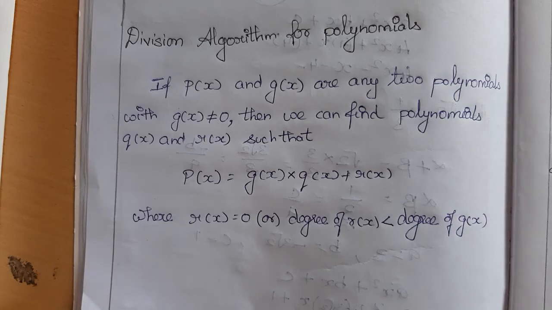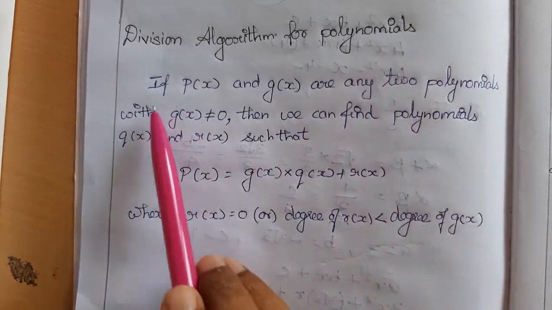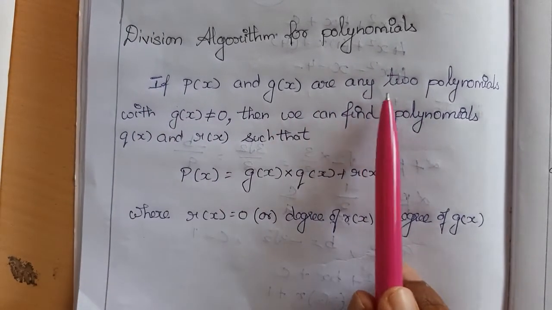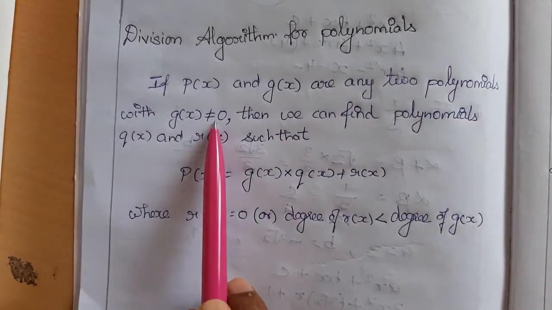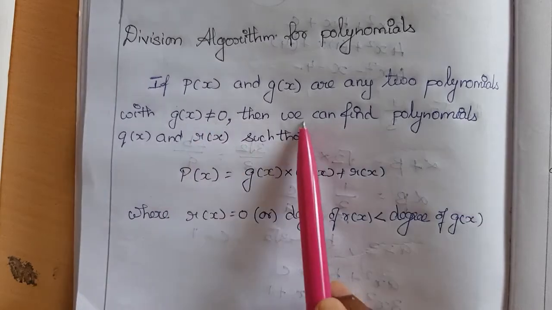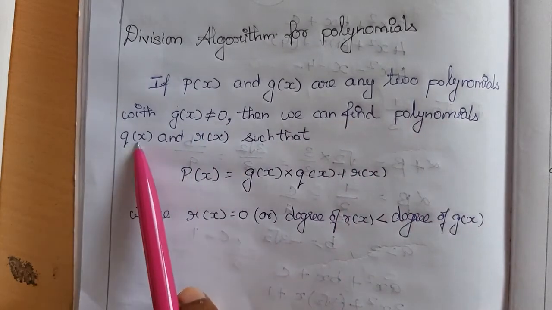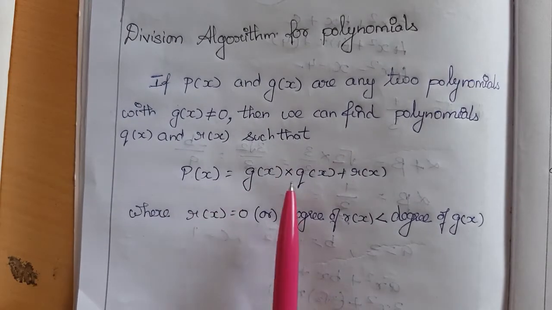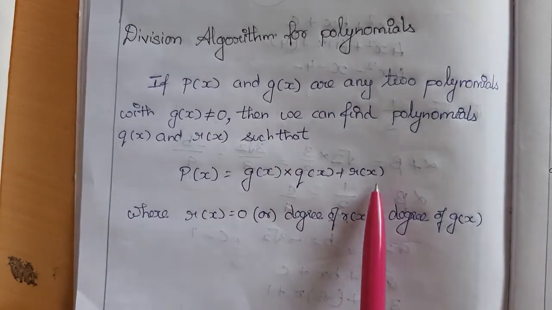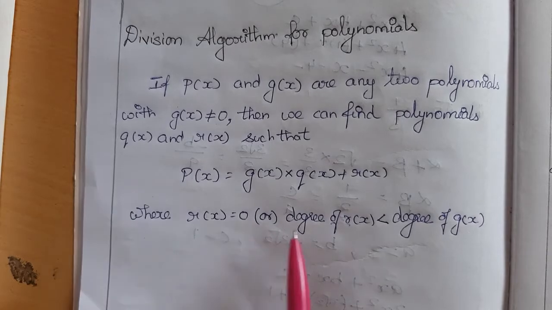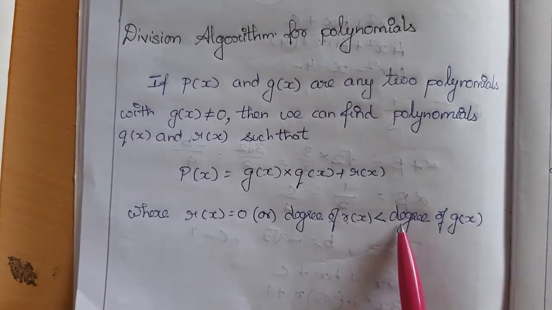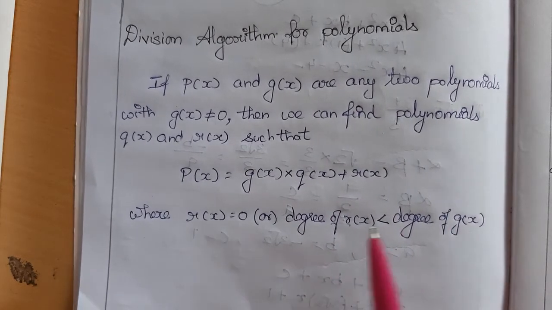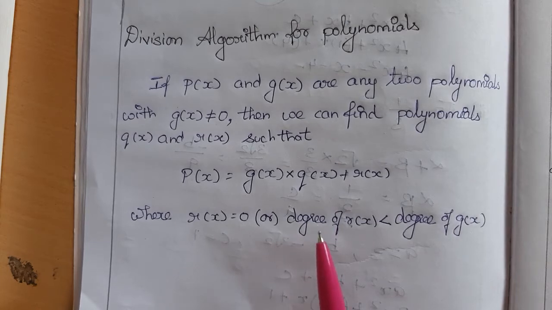Hi students, today we are going to learn about the division algorithm of polynomials. If p(x) and g(x) are any two polynomials with g(x) not equal to 0, then we can find polynomials q(x) and r(x) such that p(x) = g(x) times q(x) plus r(x), where r(x) = 0 or the degree of r(x) is less than the degree of g(x). It is similar to the Euclid division algorithm.